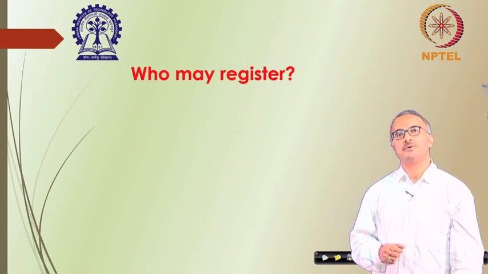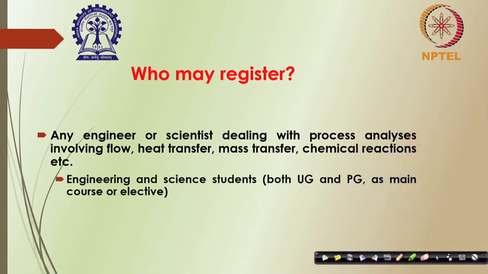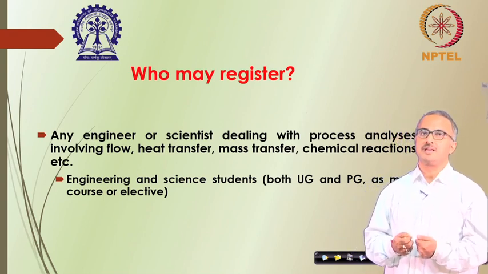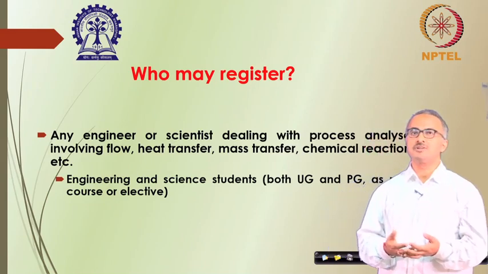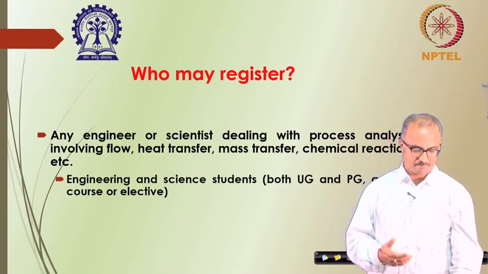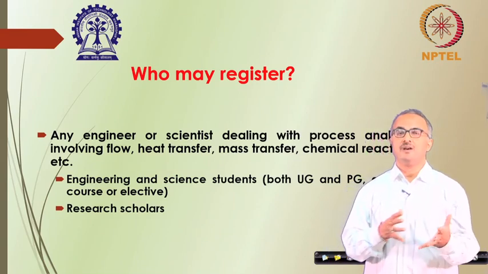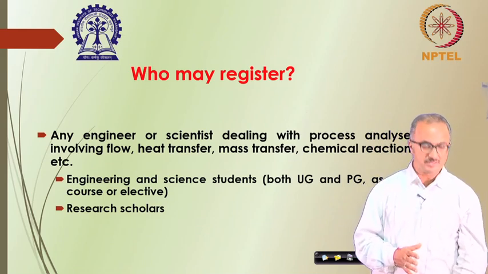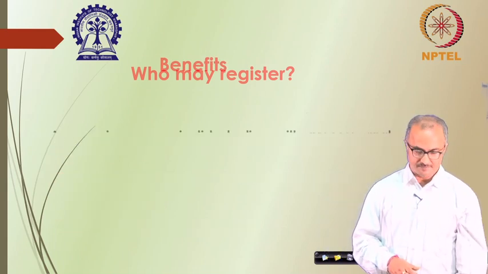So who are the persons who may register in this course? It is for all the engineers and scientists who are involved in the analysis of various types of processes which involve flow, heat transfer, mass transfer or chemical reactions. So it is pertaining to engineering students of both undergraduate and postgraduate level. They may take it as their core subject or as an elective. It is also meant for research scholars at various levels, whether at institutes or research laboratories, and also for practicing engineers and scientists in industries.